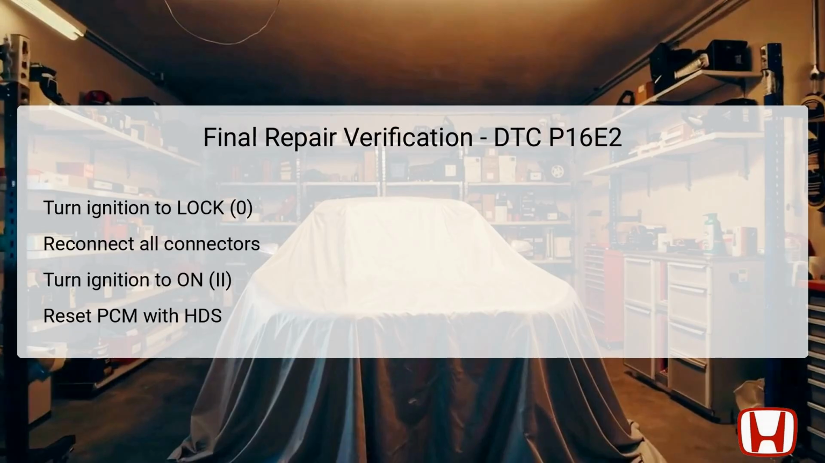From here, utilize the HDS to reset the powertrain control module, PCM, so that it can recalibrate and recognize the restored connections. Additionally, execute the PCM idle learn procedure to optimize performance after the repair. Finally, check for any pending or confirmed DTCs with the HDS once more to ascertain the success of the repairs and to confirm that DTC P16E2 no longer appears in the system, indicating successful resolution of the communication error.